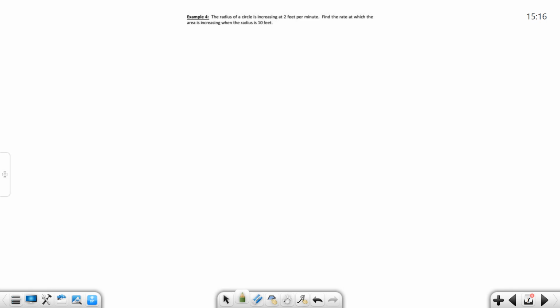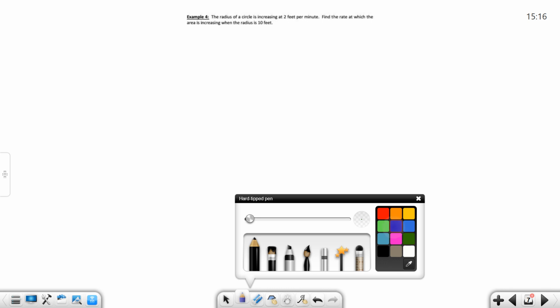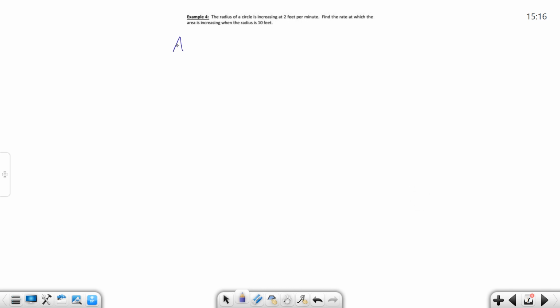Finally we get to the word problems that actually have a scenario behind them. Okay, so in this one, example 4, it says the radius of a circle is increasing. Find the rate at which the area is increasing. So my keywords that I see in there are area and circle.